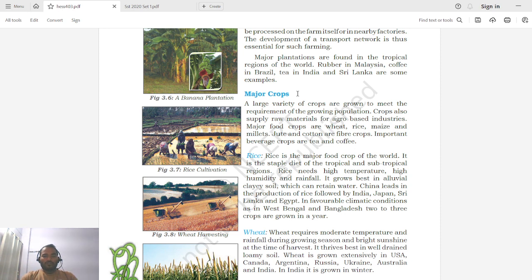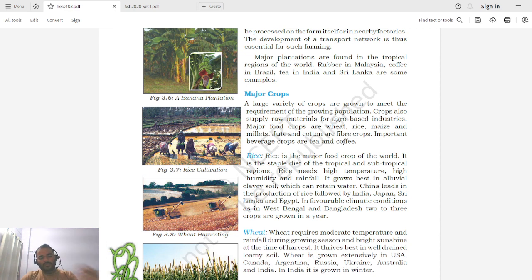Major crops. A large variety of crops are grown to meet the requirements of the growing population. Crops also supply raw material for agro-based industries. Major food crops are wheat, rice, maize, and millets. Jute and cotton are fiber crops. Important beverage crops are tea and coffee.